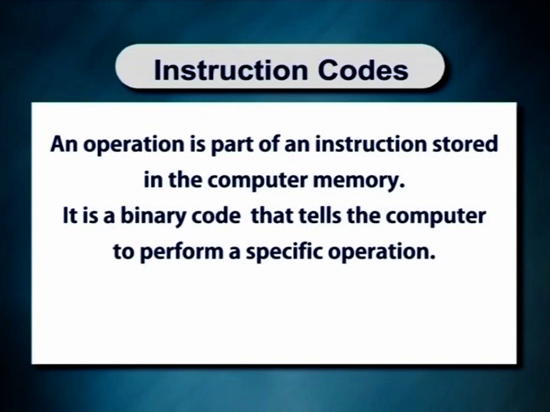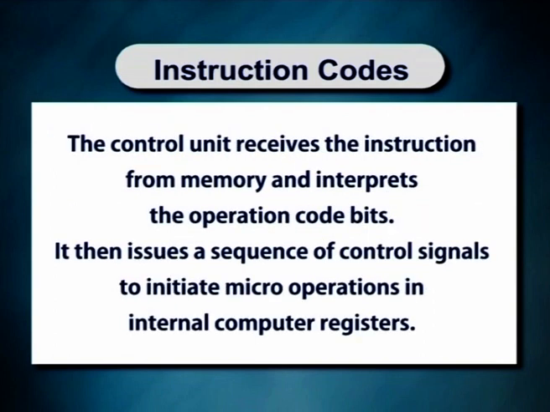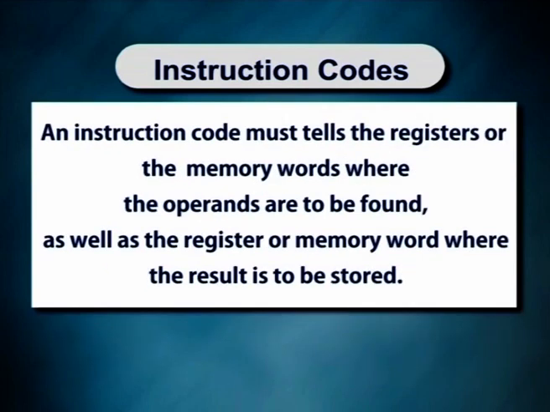An operation is a part of an instruction stored in the computer memory. It is a binary code that tells the computer to perform a specific operation. The control unit receives the instruction from the memory and interprets the operation code bits. It then issues a sequence of control signals to initiate micro operations in internal computer registers. An instruction code must tell the registers or the memory words where the operands are to be found, as well as the register or memory word where the result is to be stored. Memory words can be specified in instruction codes by their address.